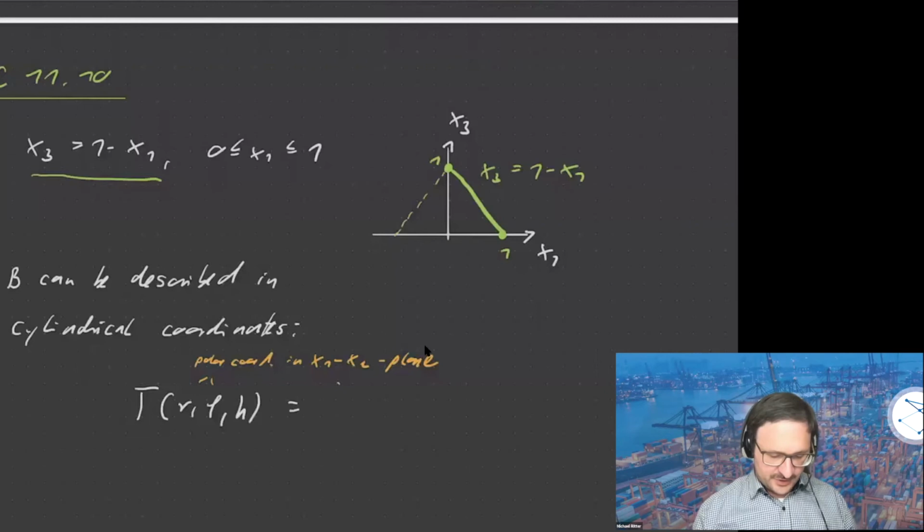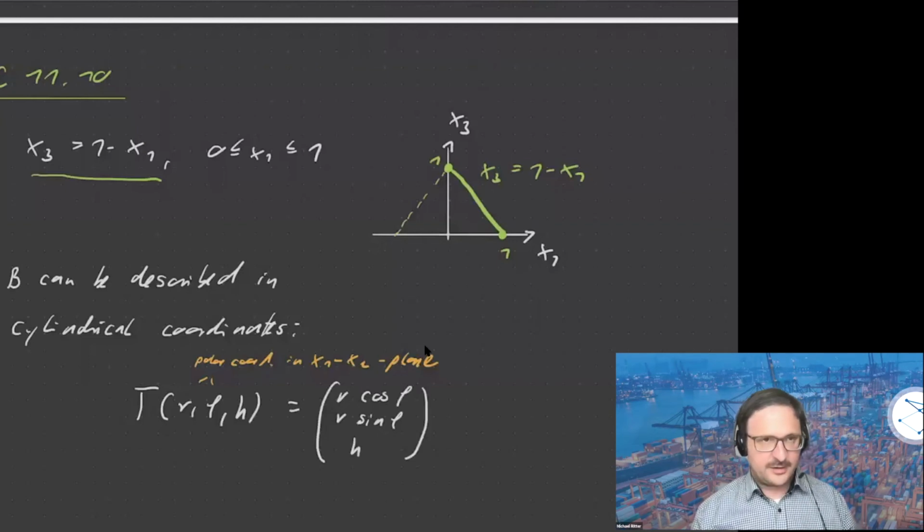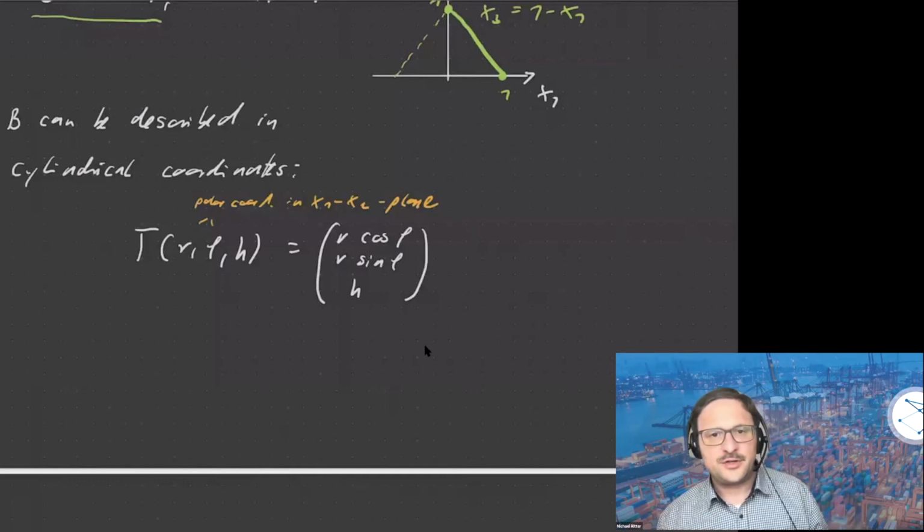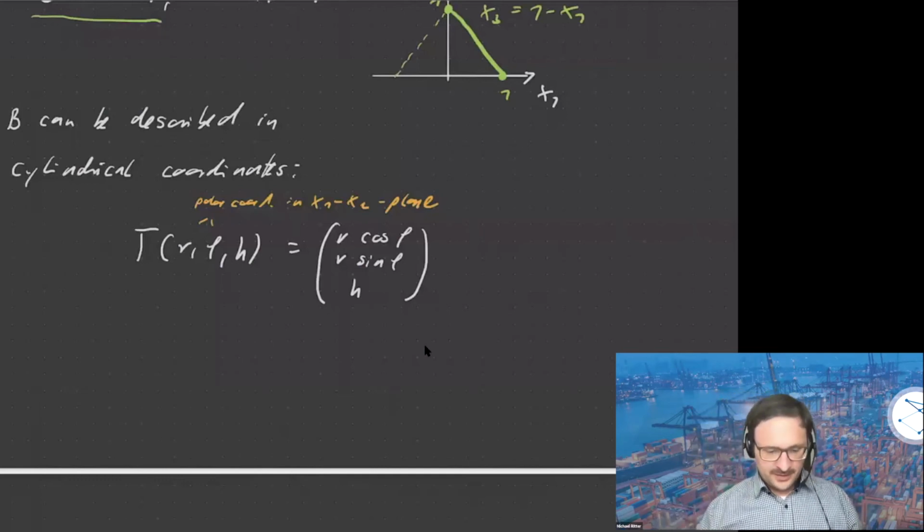So the transformation from those into Cartesian coordinates works almost as with polar coordinates. You get r cosine phi, r sine phi for the first two, just like polar coordinates, and then you just add the height. This is basically exactly the Cartesian coordinate x3. Okay, so this is a transformation of cylindrical coordinates. And once we have that, we can describe this body B.